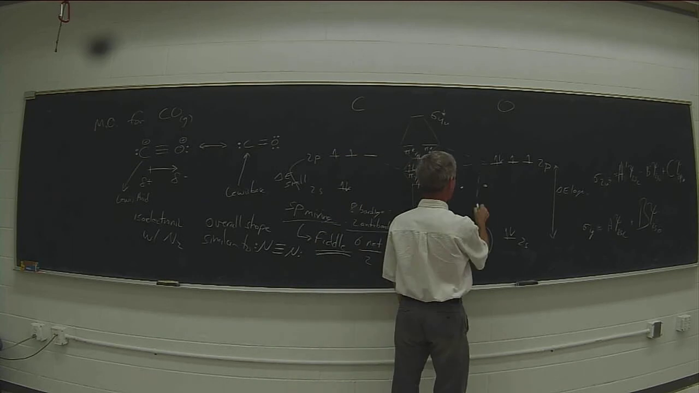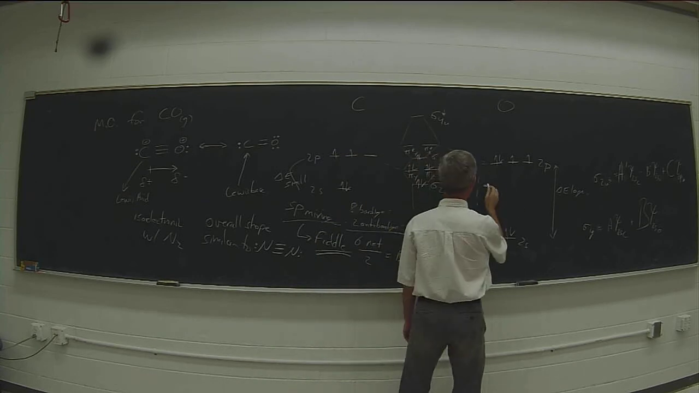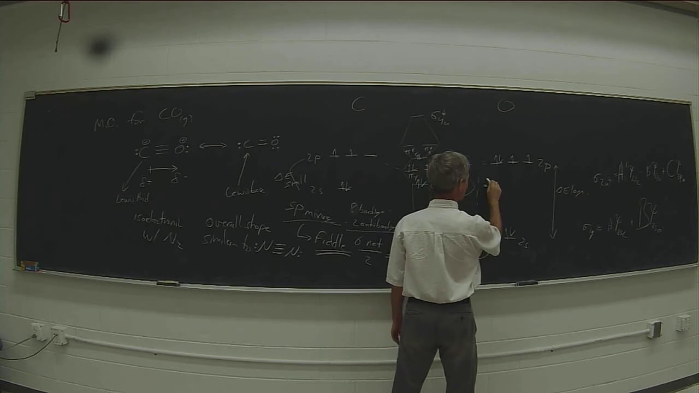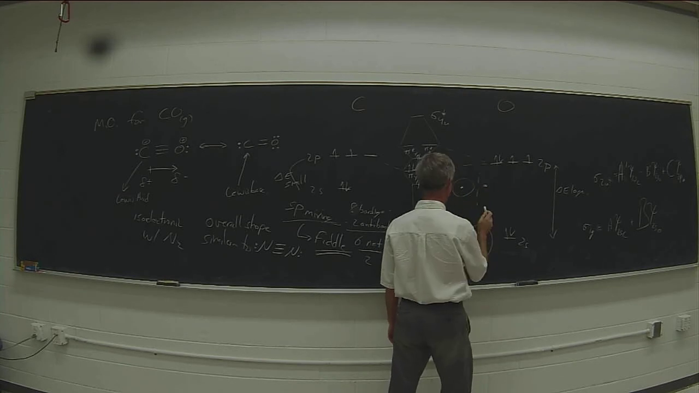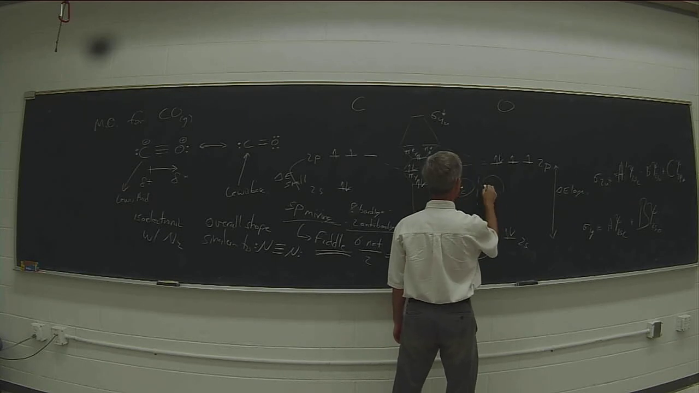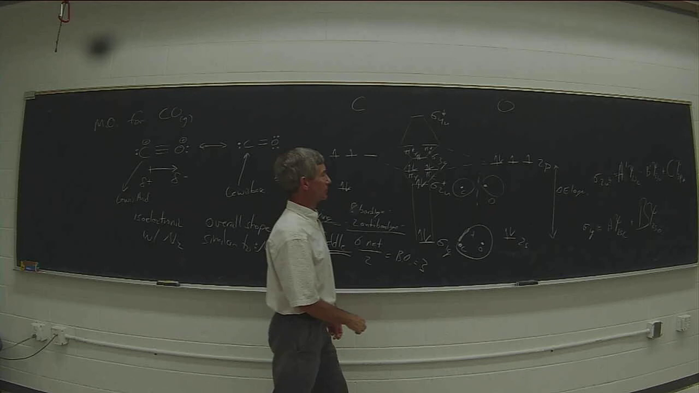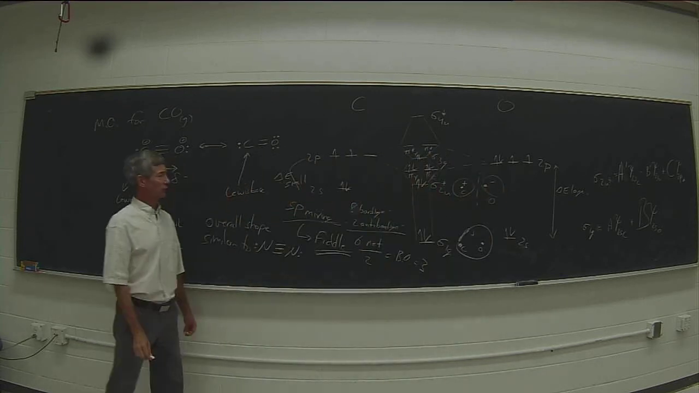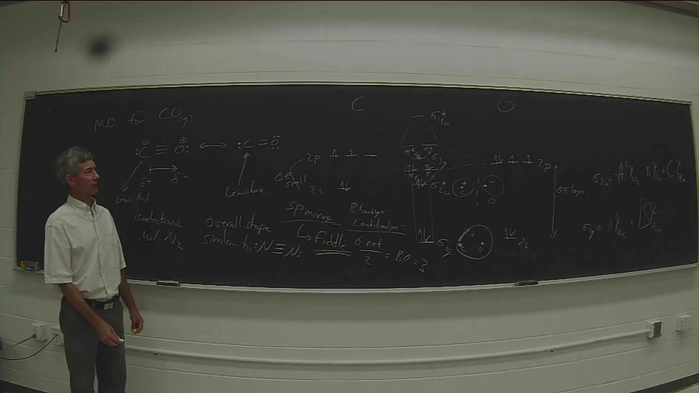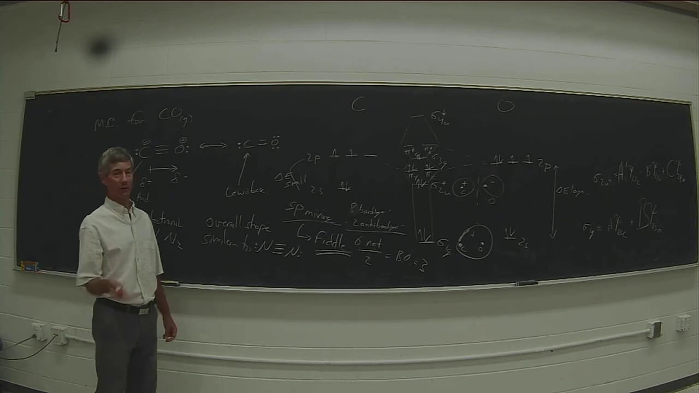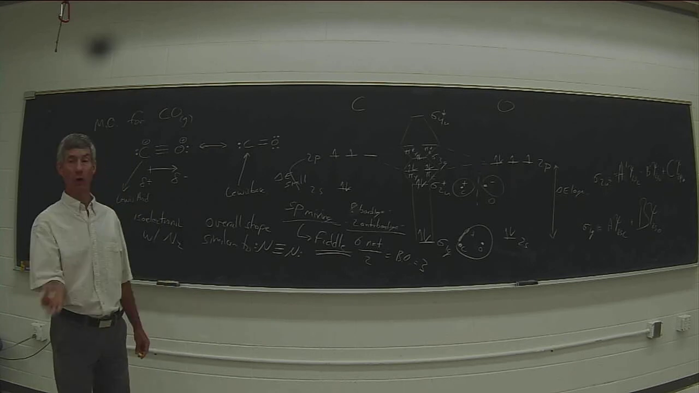Right? With a node in here somewhere, the orbital looks like that, has a pretty large amount of electron density on the carbon, decent amount of electron density on the oxygen, and none in between the two. So it's going to be anti-bonding, but it's not going to be as strongly anti-bonding as an ordinary anti-bonding orbital would be in O2, for example.